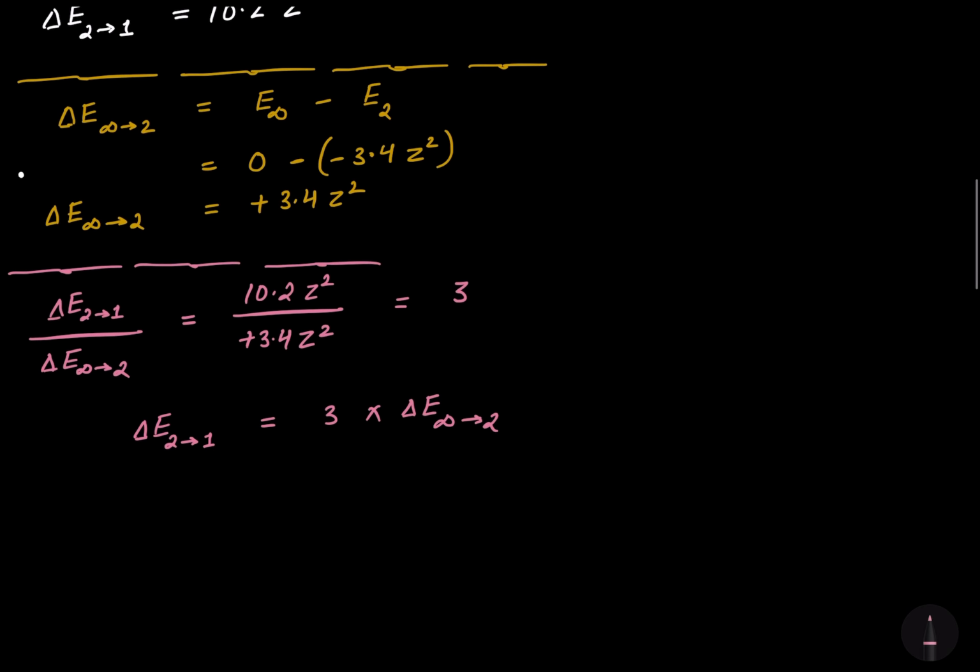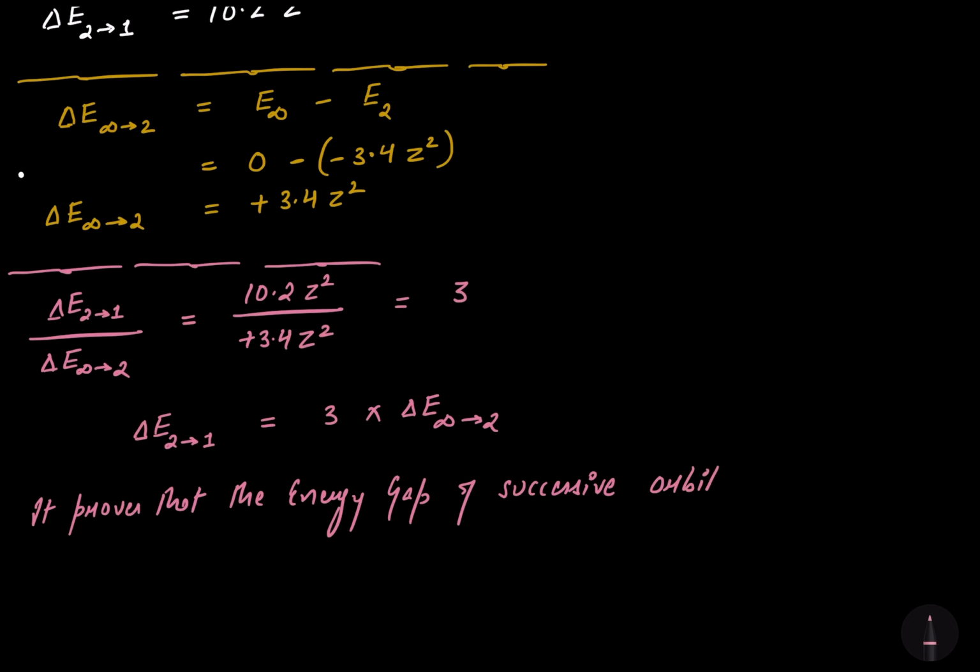So this proves that the energy gap of successive orbits decreases as the orbit number increases. So that was the topic for today.